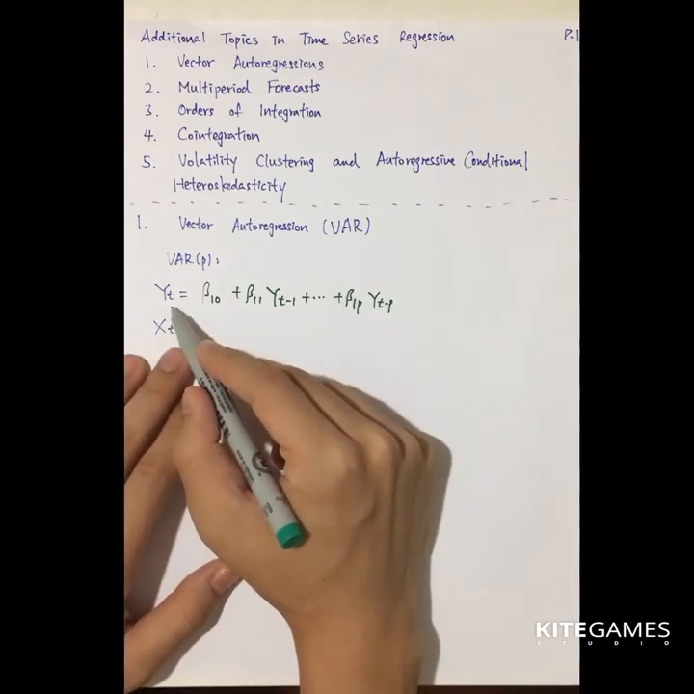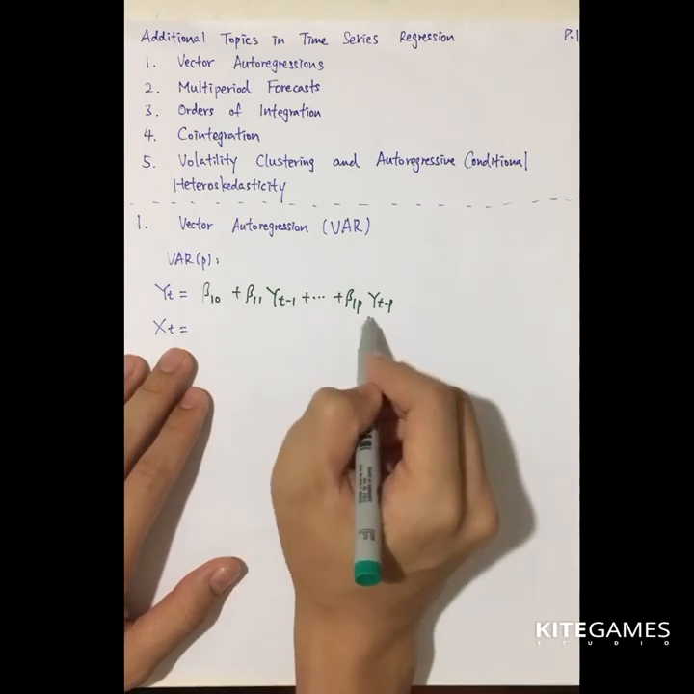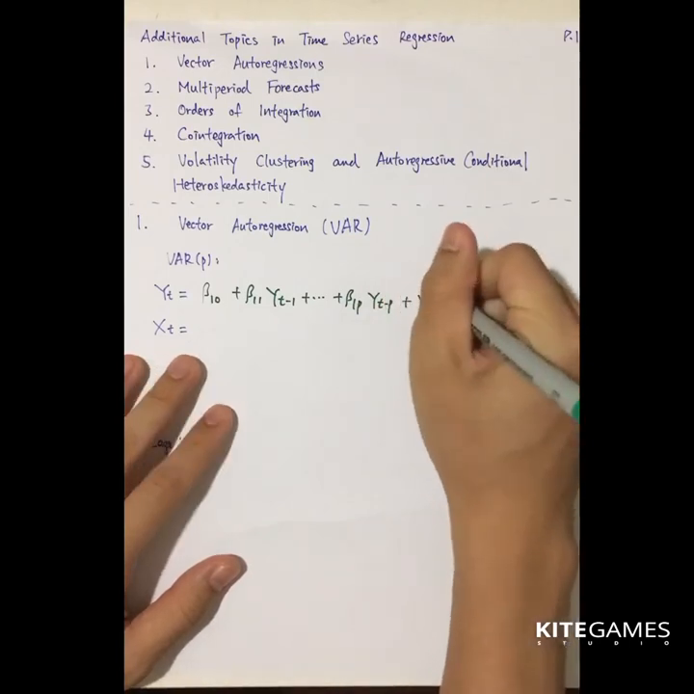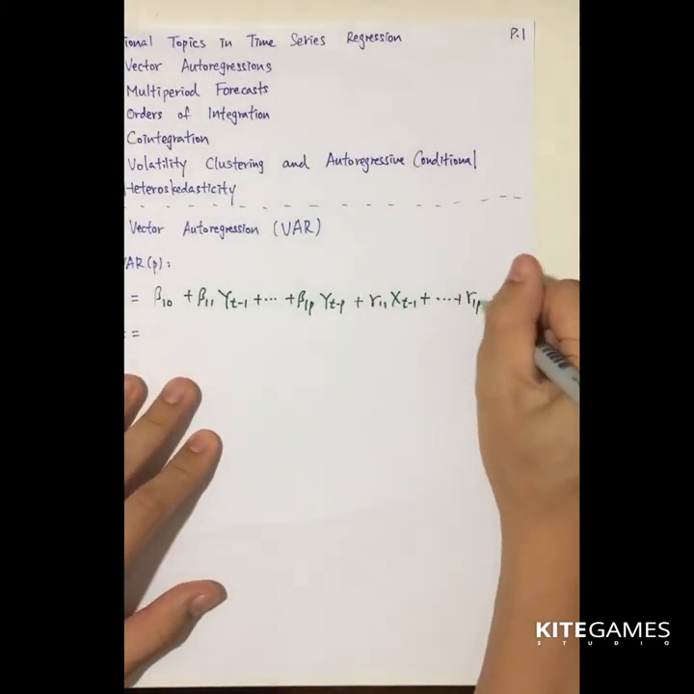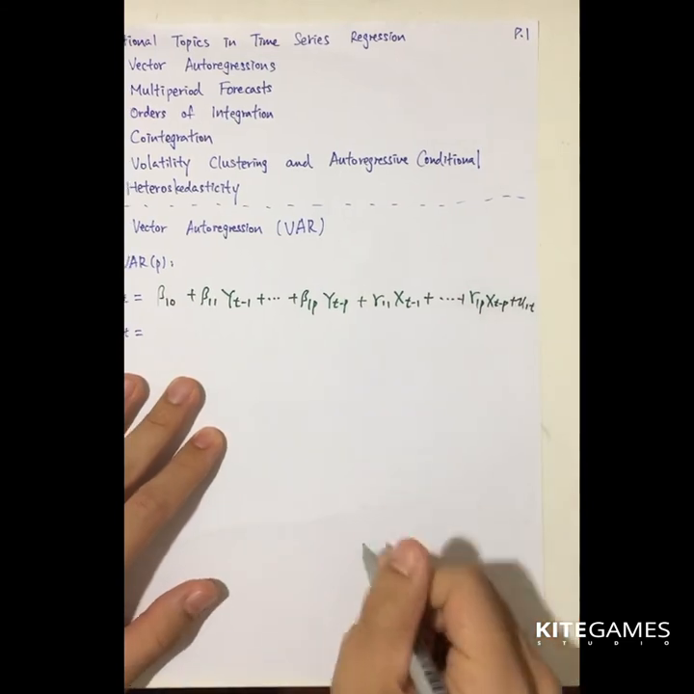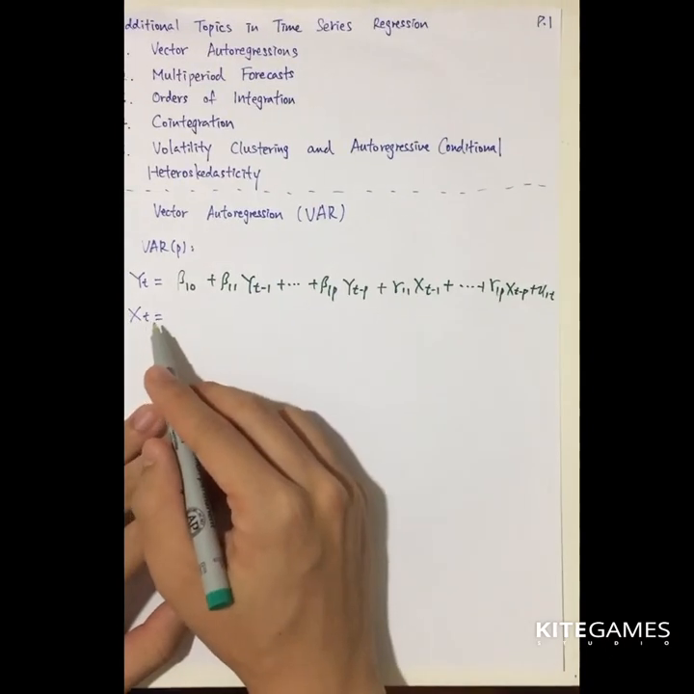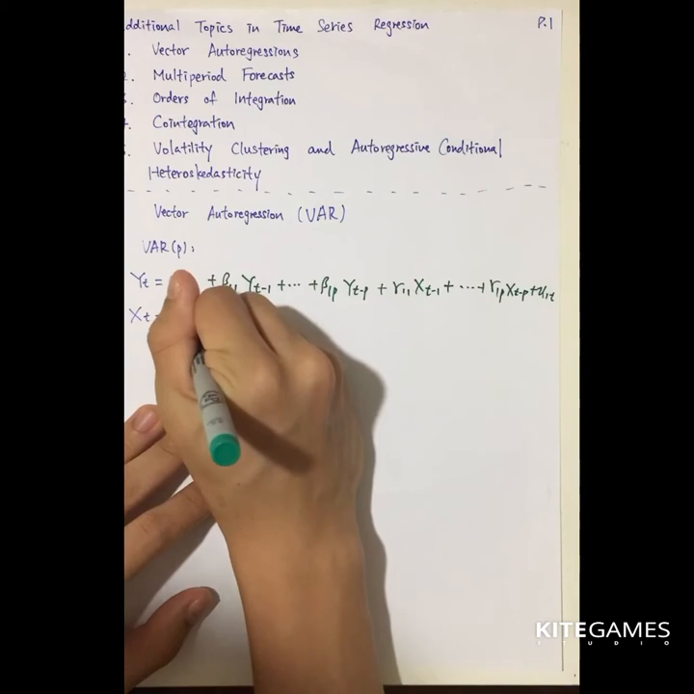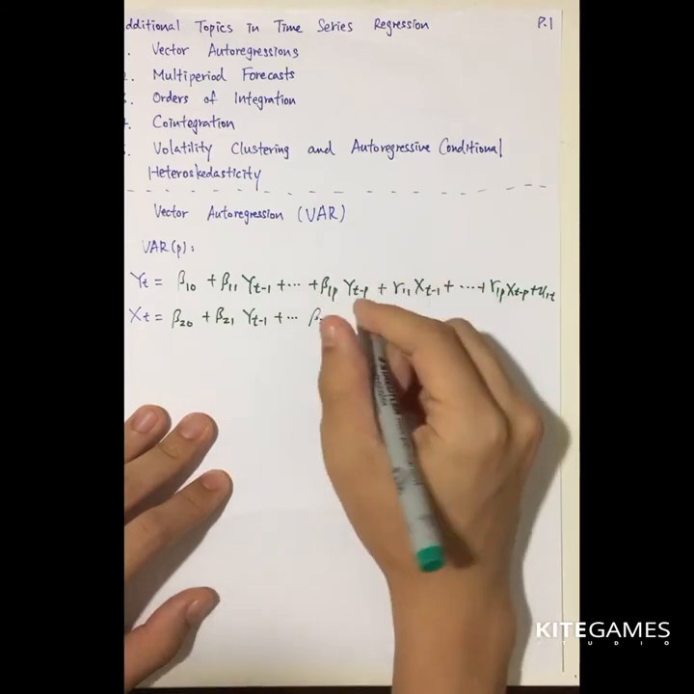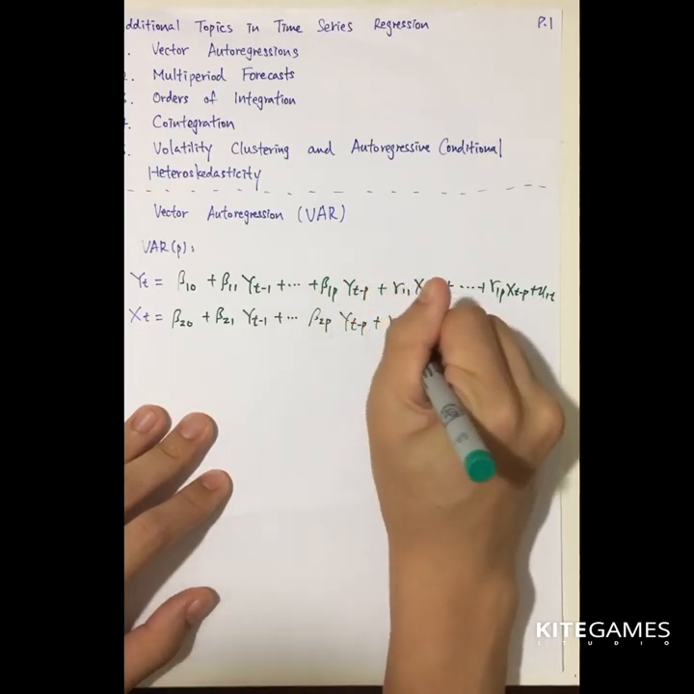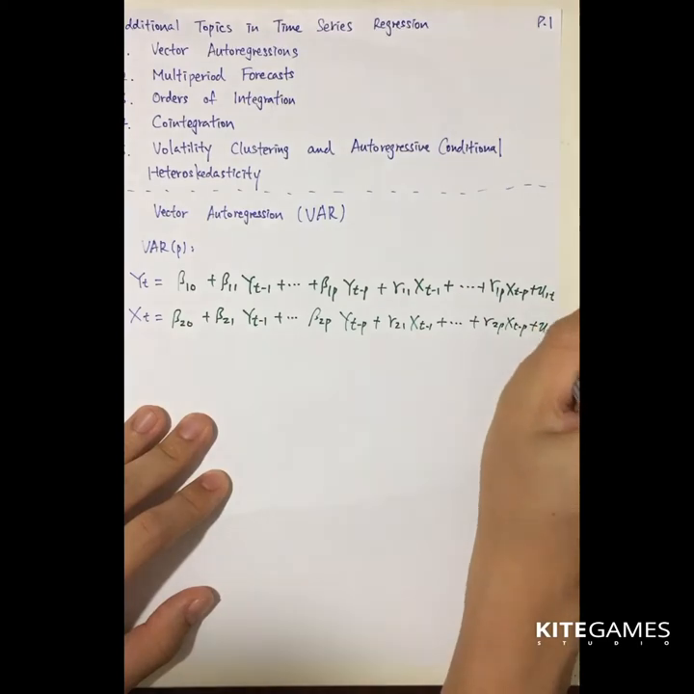So here we modify it so that Y_t is a function of beta 10 plus beta 11 Y_{t-1}, up to beta 1p Y_{t-p}, plus gamma 11 X_{t-1}, up to gamma 1p X_{t-p}, plus u_1t. So here we incorporate the p lags of Y and p lags of X. For the X variable, again it is beta 20 plus beta 21 times Y_{t-1}, up to beta 2p Y_{t-p}, plus gamma 21 X_{t-1}, up to gamma 2p X_{t-p}, plus u_2t.